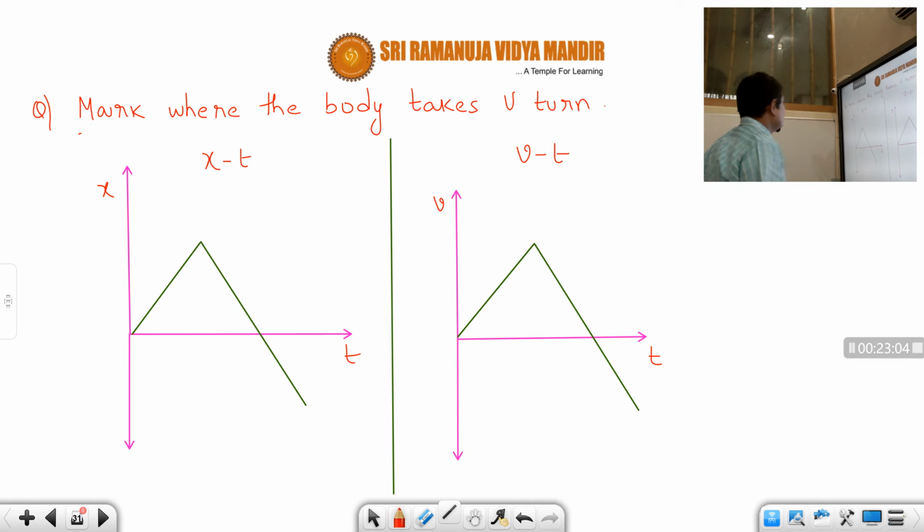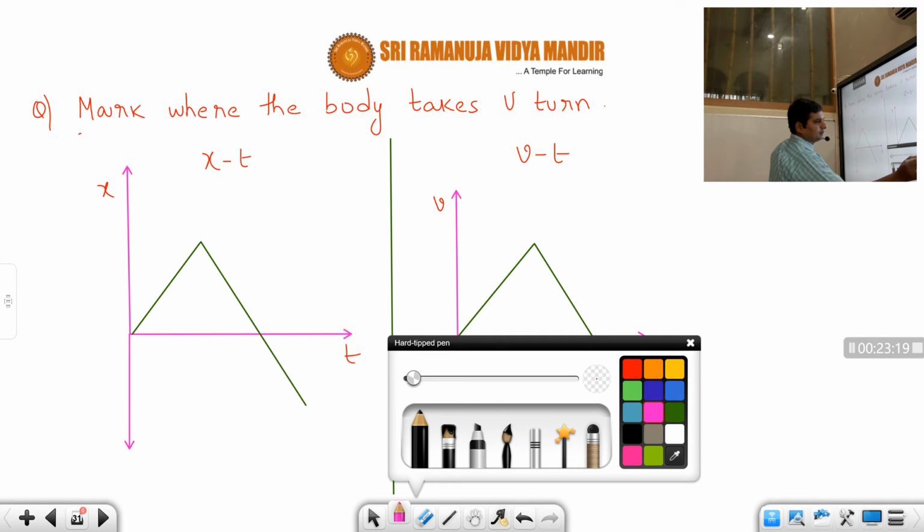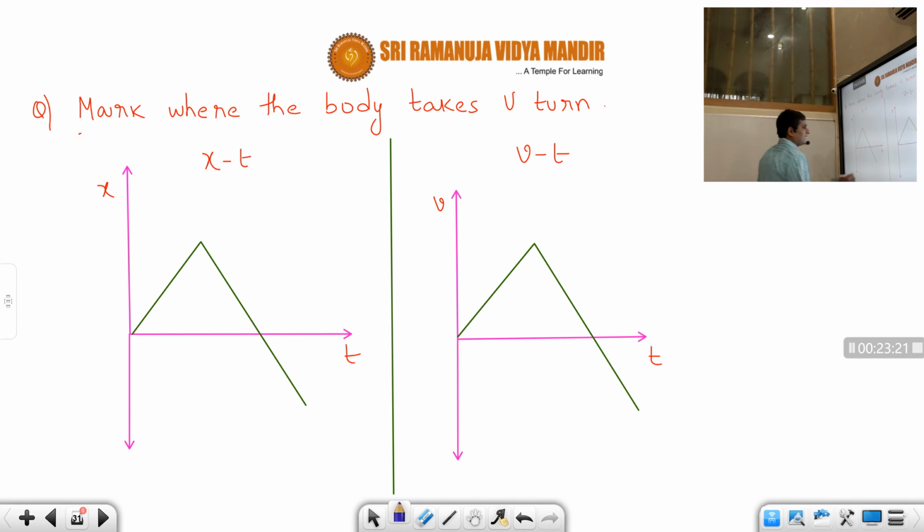Correct or not, students? Now in both these cases, where does the body take U-turn? That is what is important, students. The question is that one. Where does the body take U-turn? So now here let us analyze, students. Very easy. Now let us see for XT graph. So now let us take some values. T equal to 0, X is equal to 0. Then afterwards, as time progresses, the position is becoming maximum. Some T equal to 5 seconds, some X is equal to 5. Then at time T equal to, suppose let's say 10 seconds, X equal to 0.